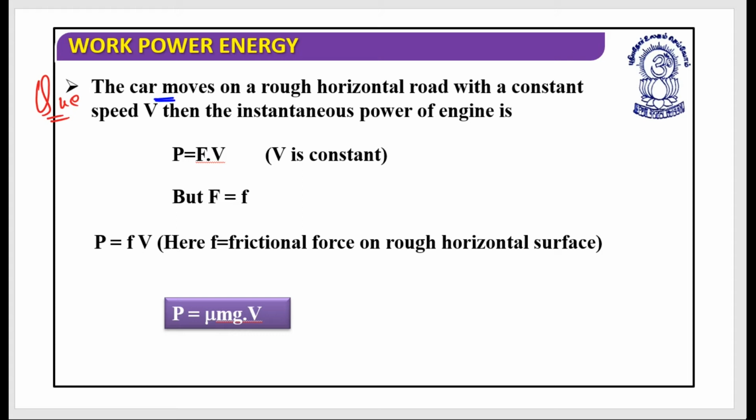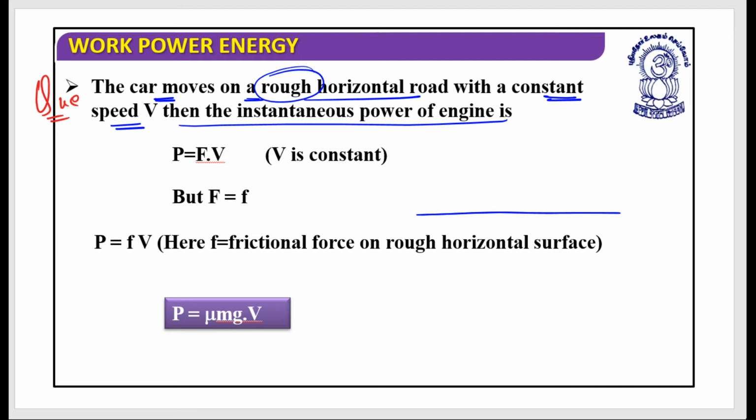The car moves on a rough horizontal road, rough, have a look at this, with a constant speed of v, then the instantaneous power of the engine is required. Okay, so again the same thing: if it is moving with constant velocity, why do I require a force to be applied?